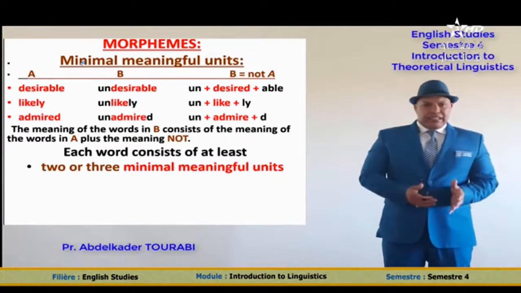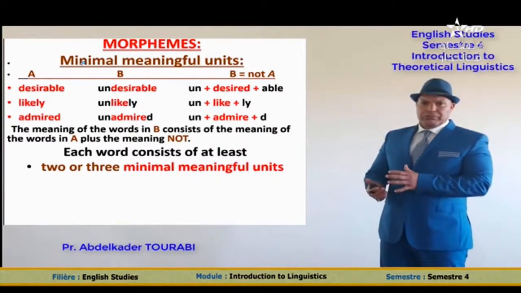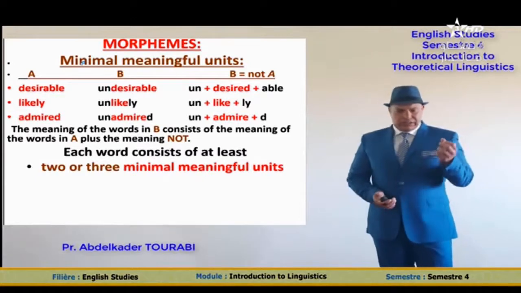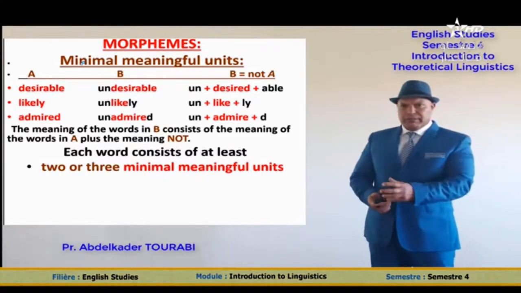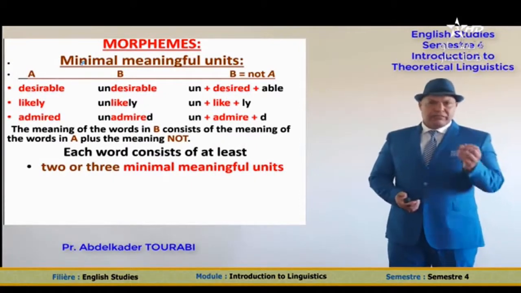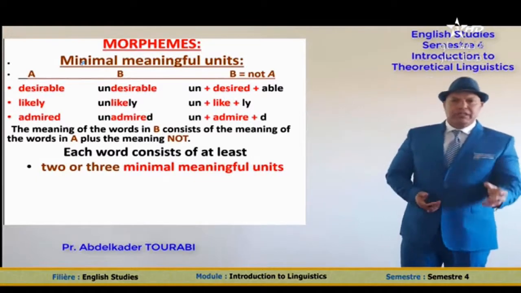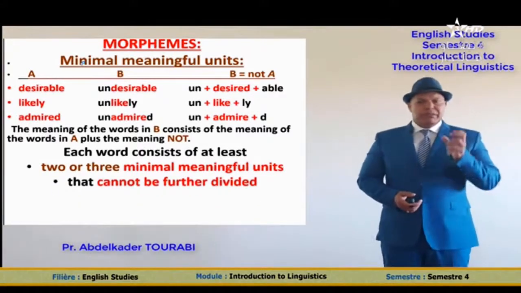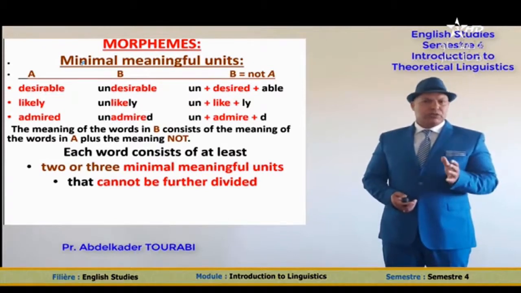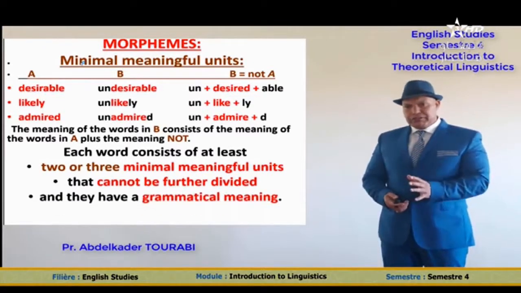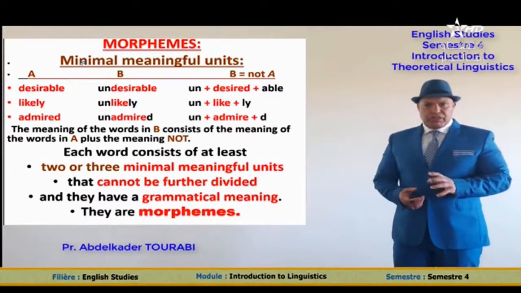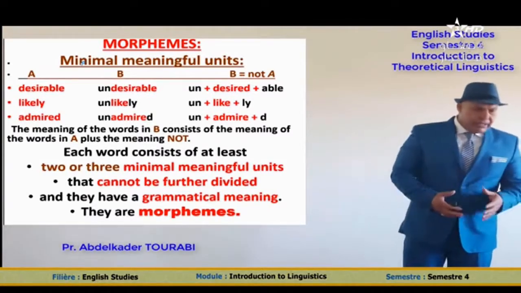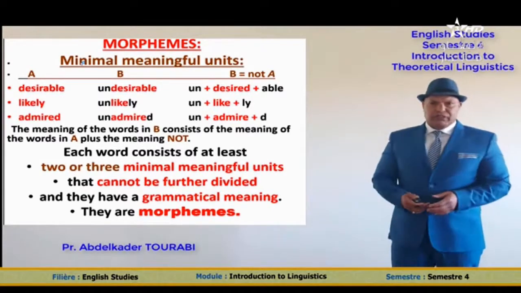Each word consists of at least two or three meaningful units. If we take the first word, undesirable, it consists of un plus desire plus able. The second one, unlikely, consists of un plus like plus ly. The third one has un plus admire plus ed. Those meaningful units can't be further divided or analyzed, and they have grammatical meaning. So they are morphemes. So what is a morpheme? A morpheme is the meaningful unit that can't be further divided, and it has a grammatical meaning or grammatical function.